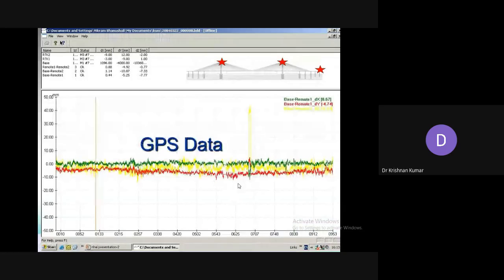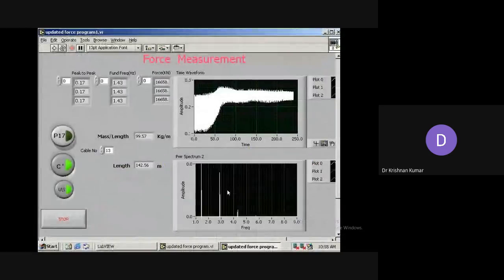Now this is the GPS data, which is the one we have used. That is the force measurement we did with the portable data acquisition system. The accelerometer is continuously there, but before commissioning we need the force requirement, because when you are fitting these cables, how much force is being taken up has to be verified. For that we used the portable data acquisition system.